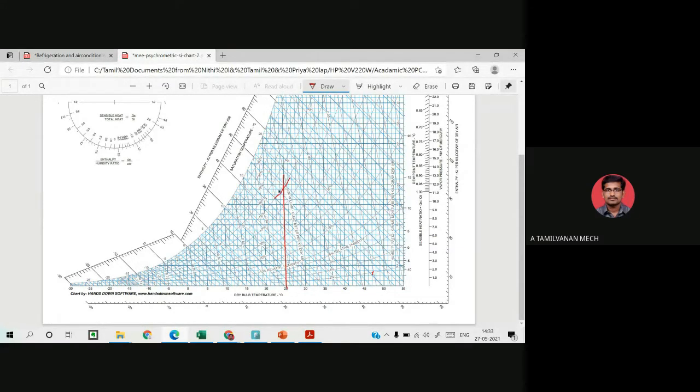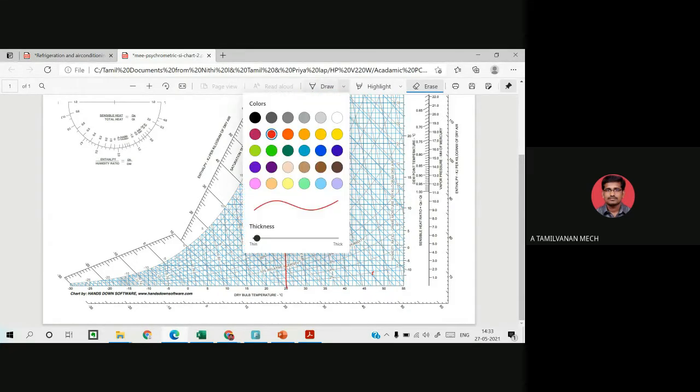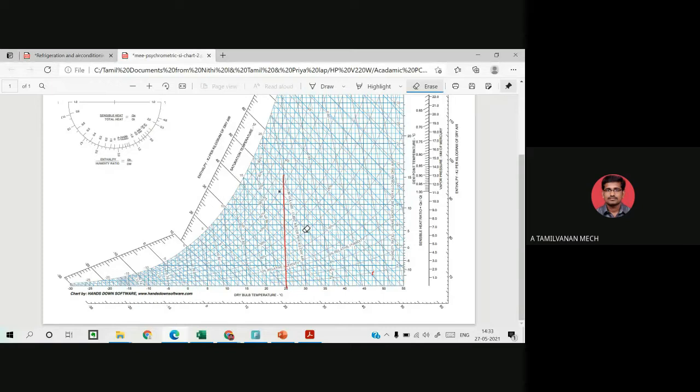On the 50% RH line, you get the point. This is the room condition. Fix the room condition; this is point number 2.